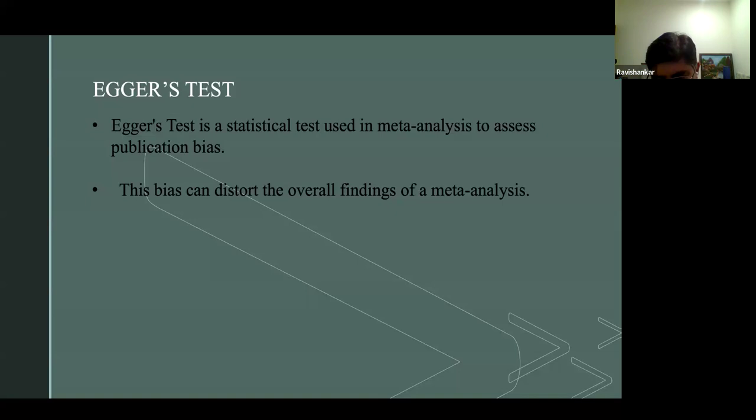So if it forms the shape of a funnel, then the heterogeneity in the particular study is not so much. If the scatter is very severe, then obviously it doesn't form the funnel, and then you can conclude that the data is very heterogeneous.